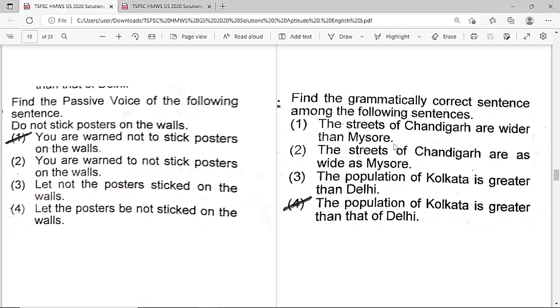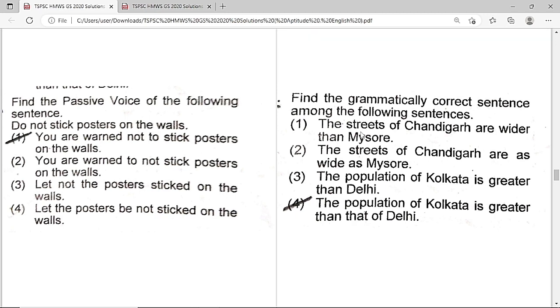So now the next question is, find the grammatically correct sentence among the following sentences. Basically they are given four options, and we have to figure out which sentence is grammatically correct.